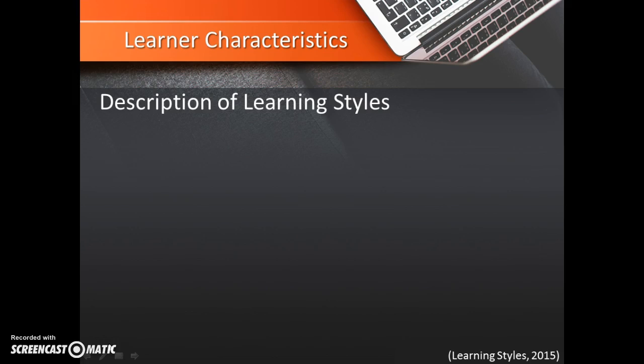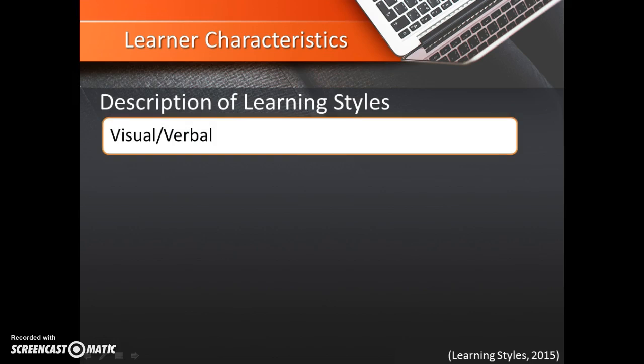Now let's go to learner characteristics. The article that I chose to look at for this was Learning Styles in the Online Environment. It's from Illinois Online Network, and this is also one of the resources we had in our module. The first type of learning style is visual verbal. This is someone who prefers to read information in the classroom setting. They prefer instructors who use visual aids.